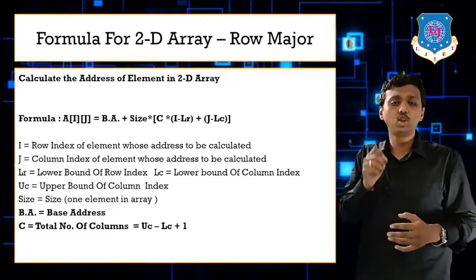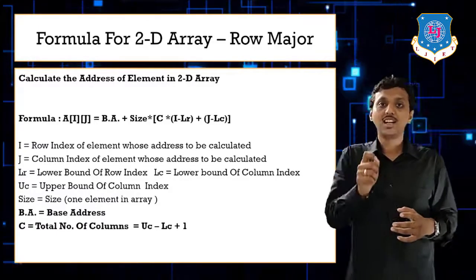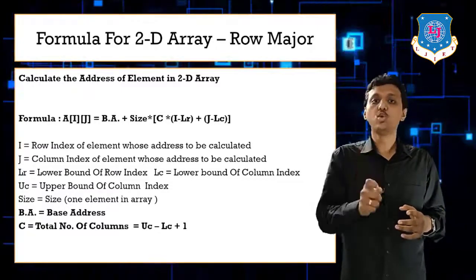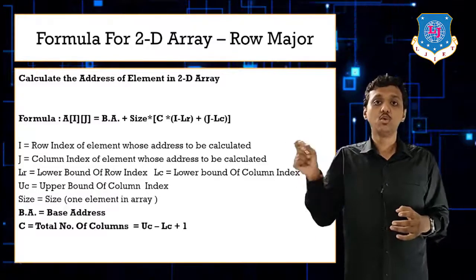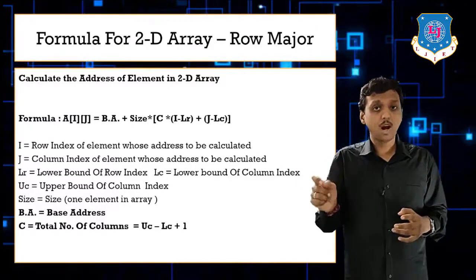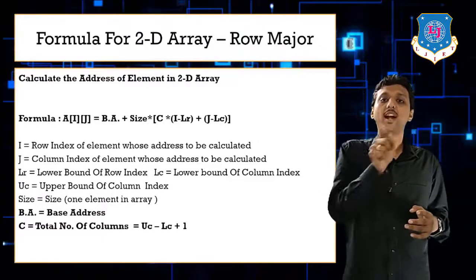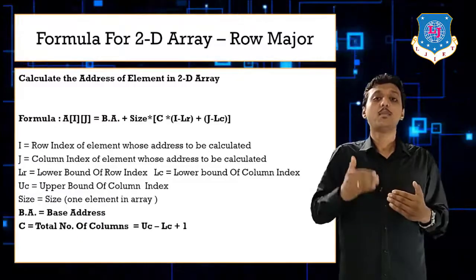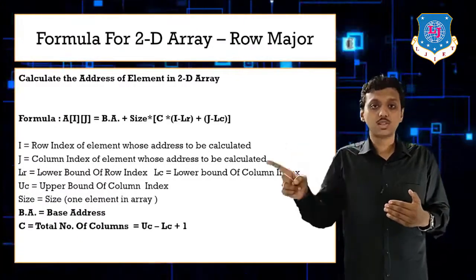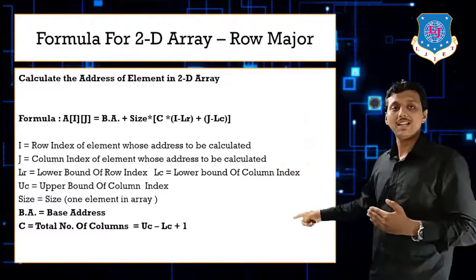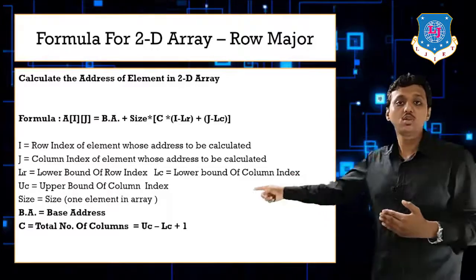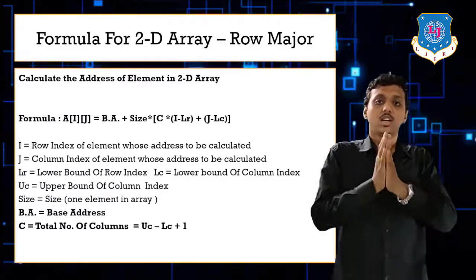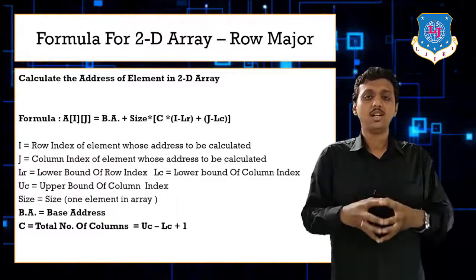As you know, the total number of elements in a single dimensional array is equal to U minus L plus 1. Students, again, U minus L plus 1. U is the upper bound, L is the lower bound, and we need to add one more. Same according to that, here the total number of columns means UC minus LC plus 1. Okay, so UC minus LC plus 1 is equal to the total number of columns. Fine. So this is the formula for row major examples.